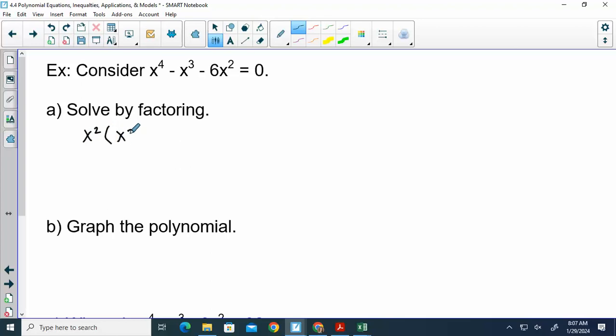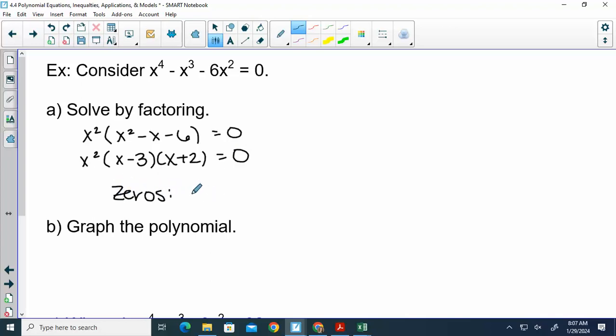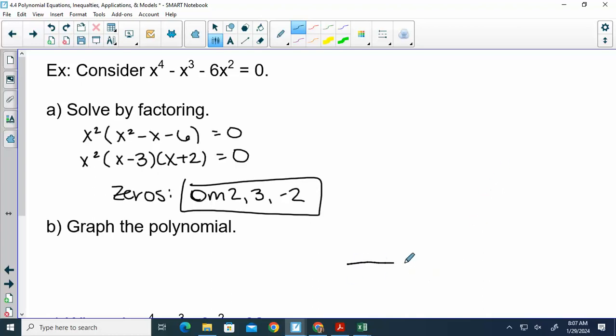We'll do this x squared minus x minus 6. So that factors into x minus 3, x plus 2. So the zeros would be what? 0, negative 2, 3. You may not have called it zeros, you might have just said the solutions, x equals those, that's fine because I told you to solve it. But in terms of our graph, we know those are the places where you hit the x-axis.